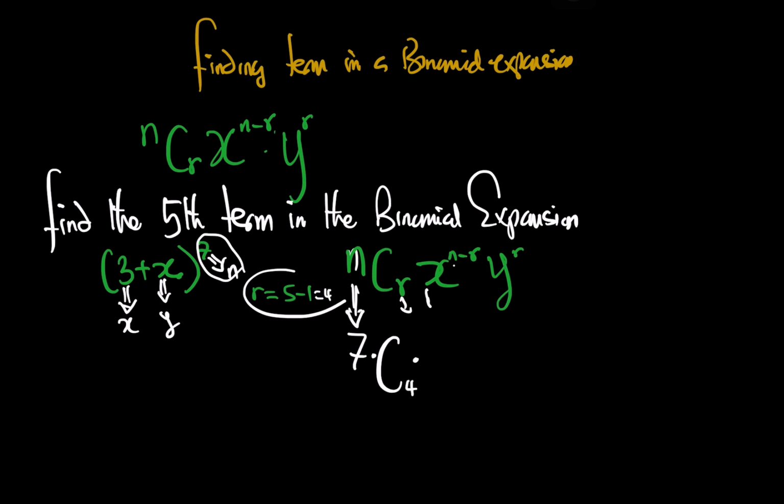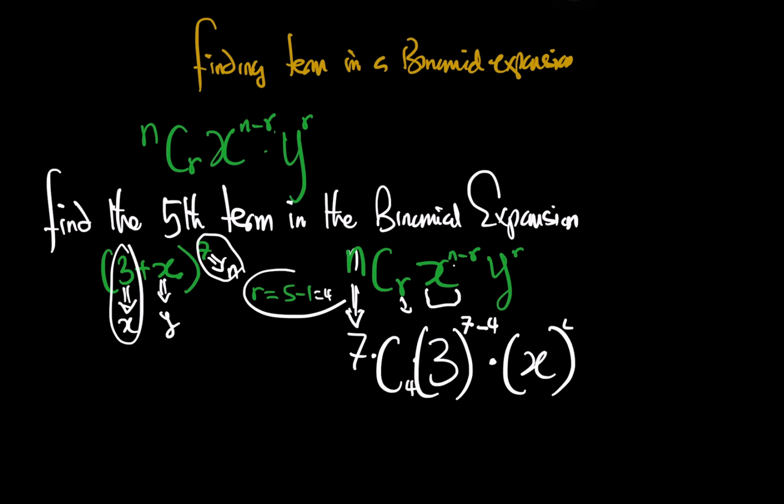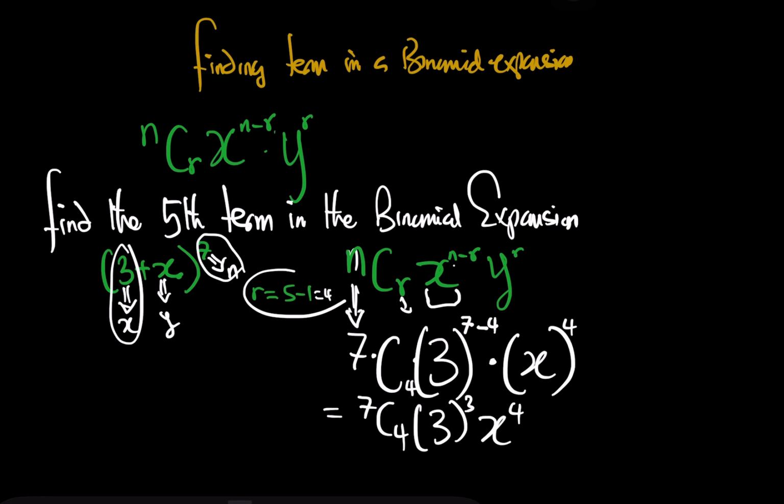Multiply by our x. What is our x? Our x is 3. So we put 3 to the power n, 7 minus the r, which is 4. Multiply by y. Our y there is x. And then our r is 4. So basically, we're going to get 7 combination 4 multiplied by 3 to the power 3 multiplied by x to the power 4.